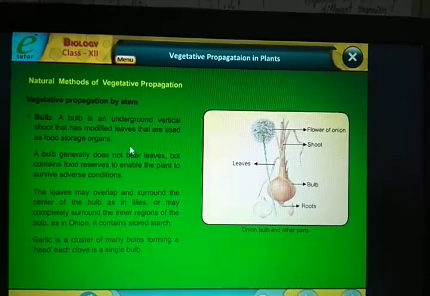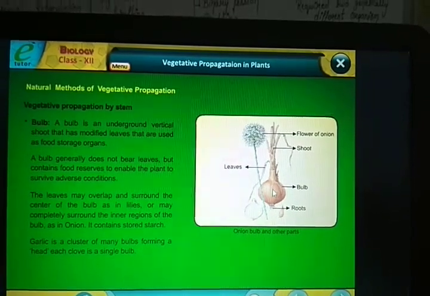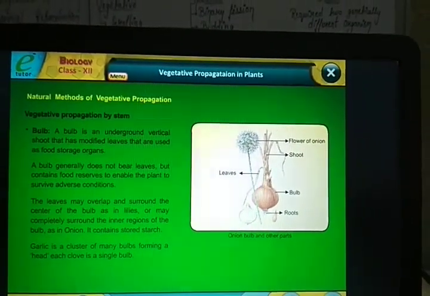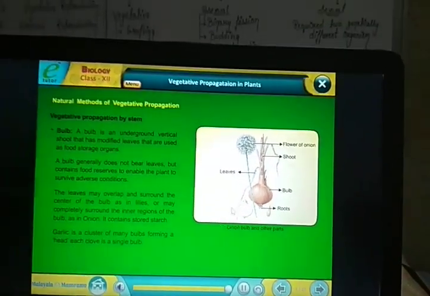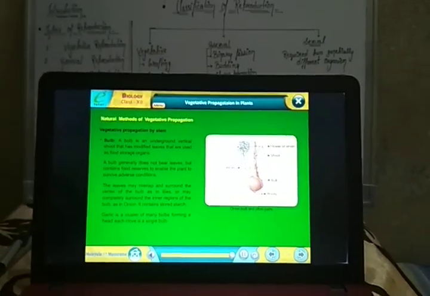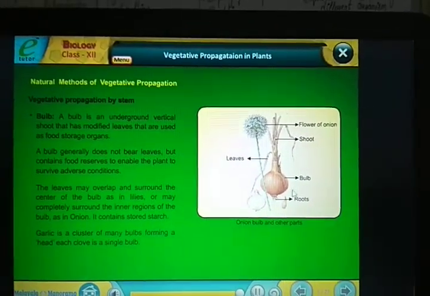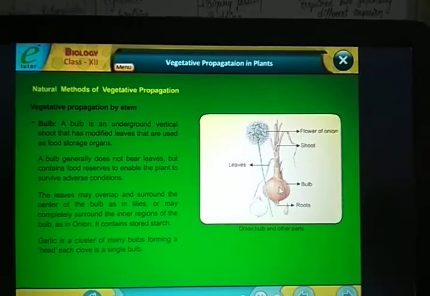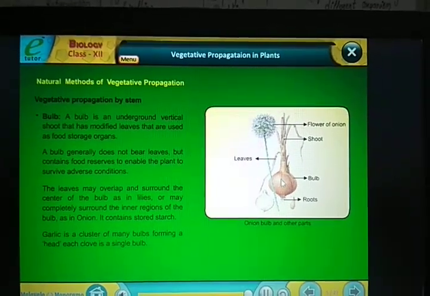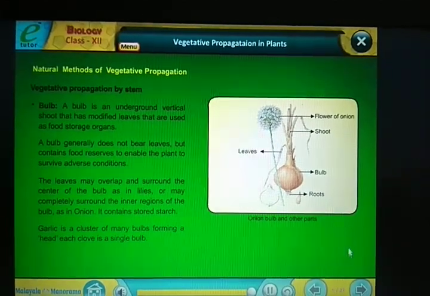The onion is an example of a bulb, present in the center region. It helps to propagate the new plant, and the inflorescence of the onion is present as a cluster of flowers, called the flower of the onion. In the center of the bulb, axillary buds are present, which help to propagate into new plants.